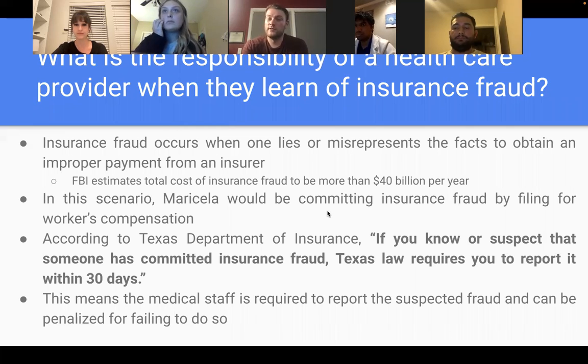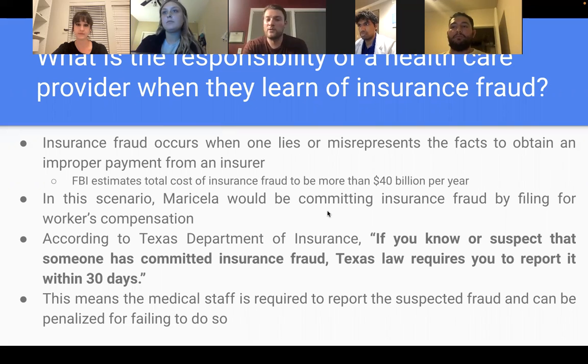So according to the Texas Department of Insurance, if you know or suspect that someone has committed insurance fraud, Texas law requires you to report it within 30 days. Now, that phrase right there is not exclusive to healthcare providers. That includes anyone at all who knew or suspected this possible insurance fraud.